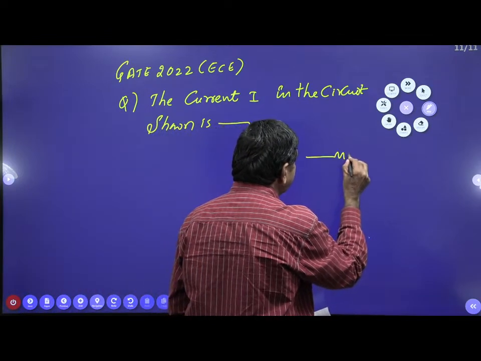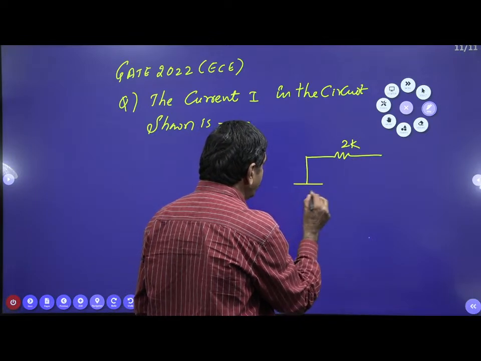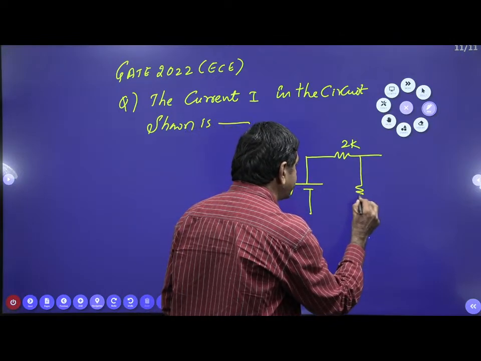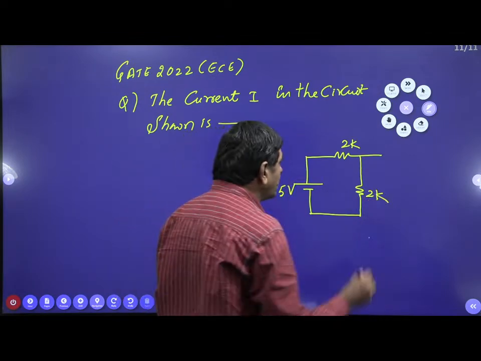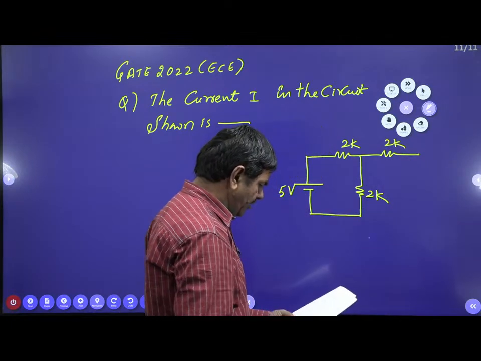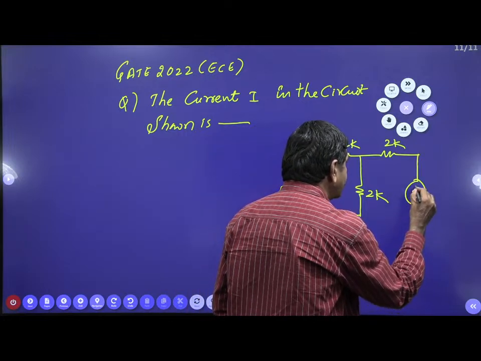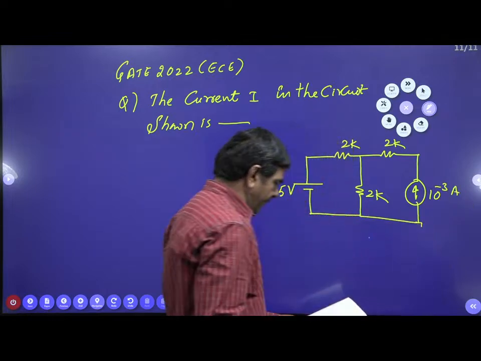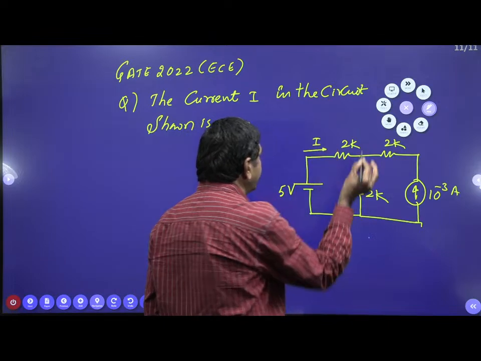2K resistor is connected here, and there is a supply of 5 volts. One battery voltage is given 5 volts, connected with the 2K resistor. Also connected with the 2K resistance this side, one more 2K, and this is connected to one current source, 10 power minus 3 amperes. Current direction this side, he is putting the direction this side. He is asking to measure this current I.